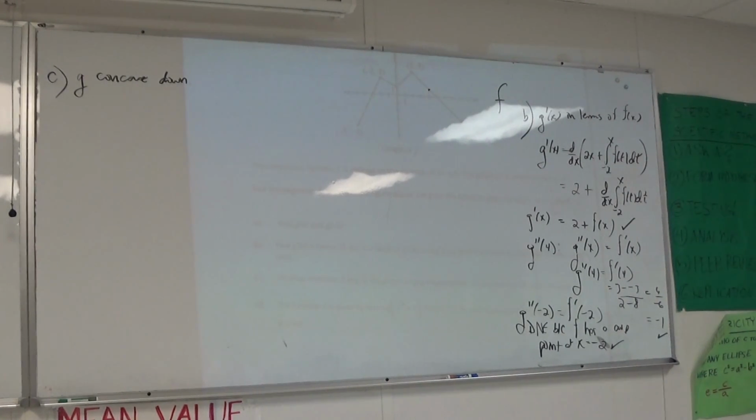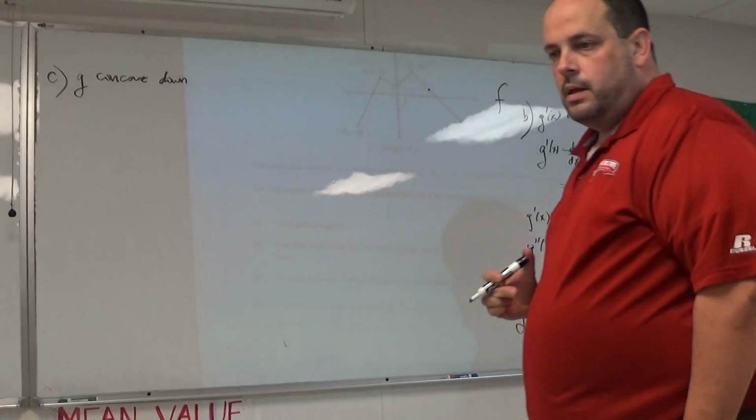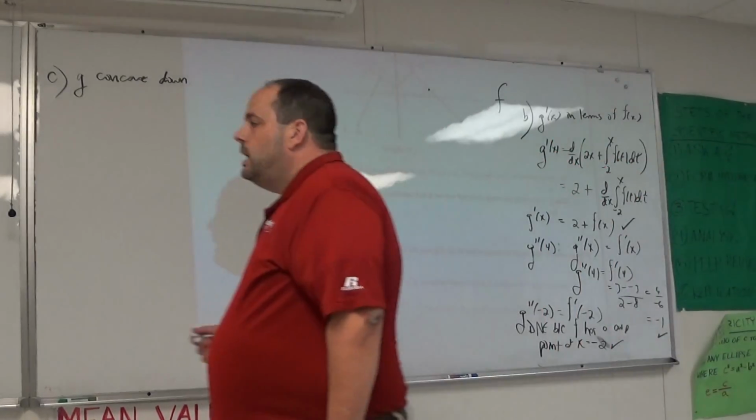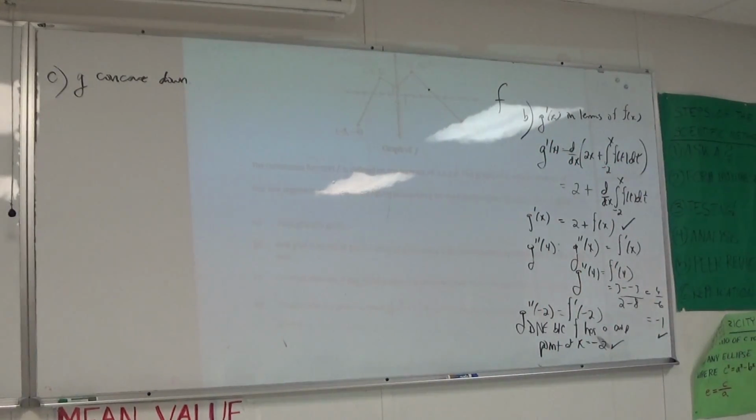Concave down. What does that have to mean to you? G is concave down, so the graph is underneath its tangent lines like this. I'll take anything from anybody on this one. What do you know for sure? Something you can go with. Henry, what do you know? G prime has to be positive.